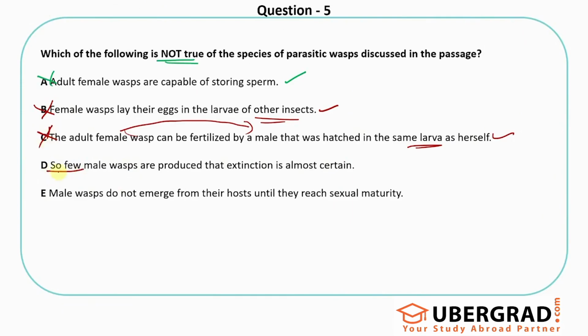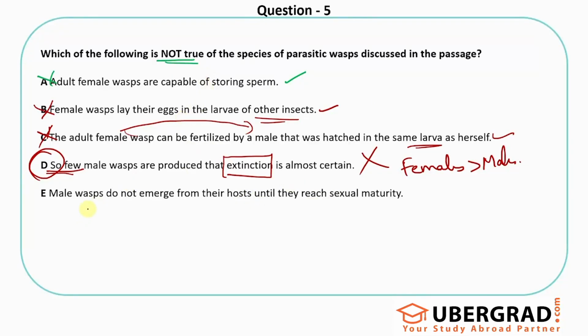So few male wasps are produced that extinction is almost certain. This looks like an extreme stretch. Extinction, yes, I know there are more females, it's very skewed to females than males in this case, but extinction is definitely not the case. That's not at all discussed in the passage. No clue has been given for that. So I really think that's a very odd statement to make, and that could be the answer to select.